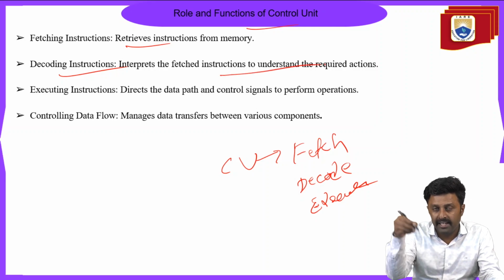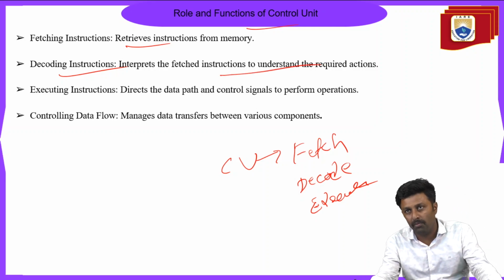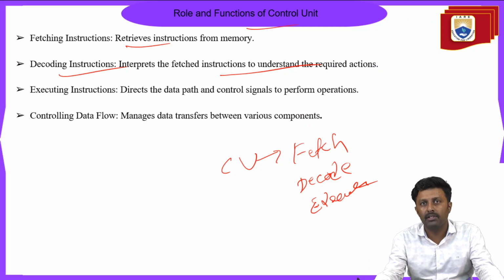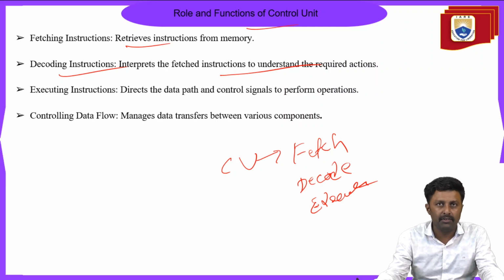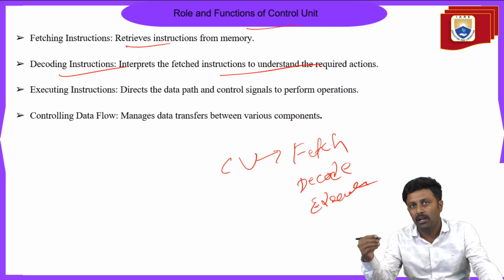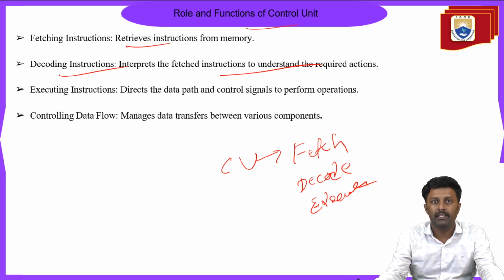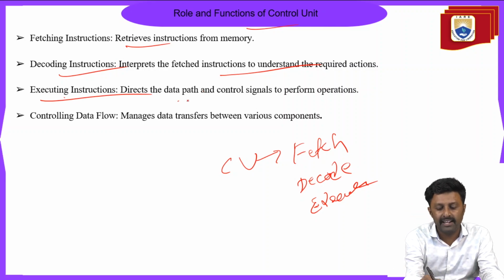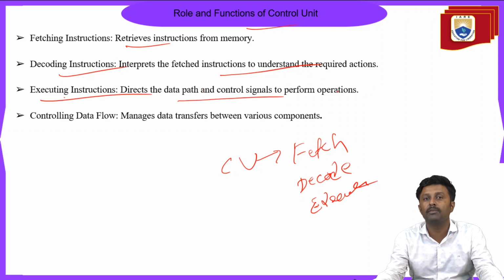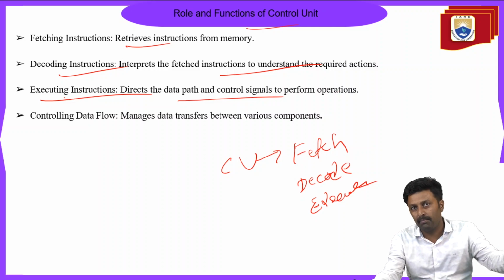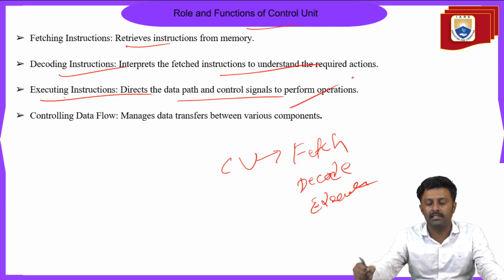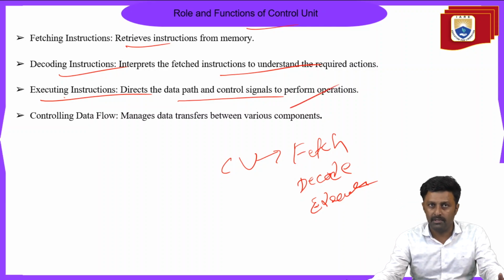In decoding, in the sense of what operation is to be performed, whether the ALU has to perform an arithmetic operation or logical operation or any other kind of operation. So the decoding means it has to interpret what instruction is to be executed. Once it is decoded, the execution of the instruction is done. That is, it directs the data path and the control signals to perform the operation. With the help of the data path, the data will be received, and with the help of the control signals, the operations will be performed.